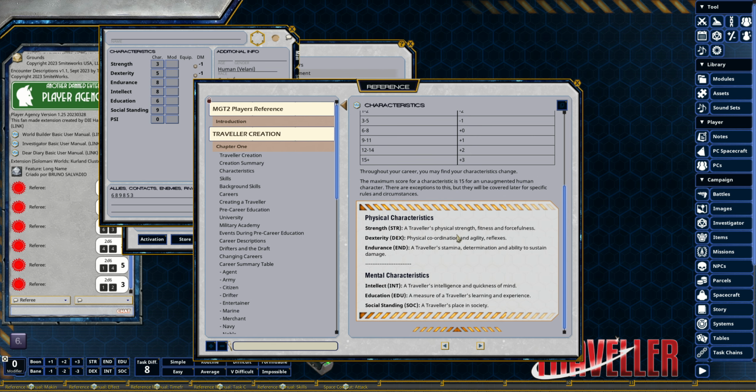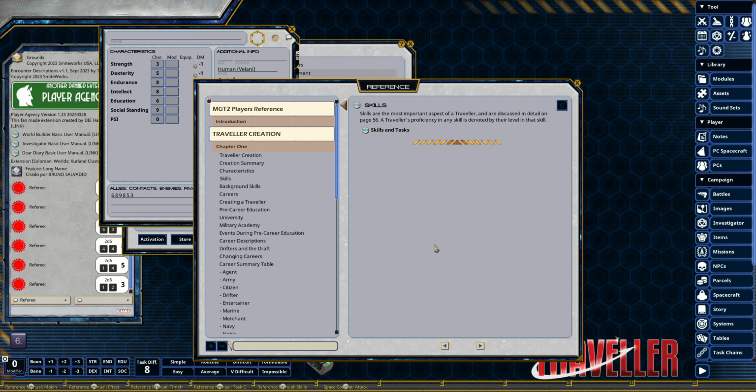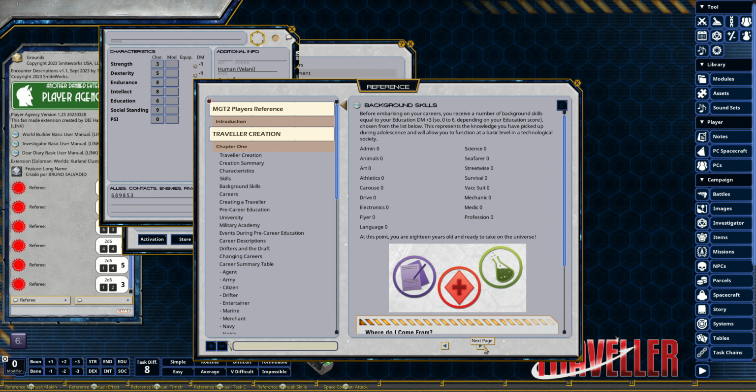These are what they mean. Strength is strength, fitness, forcefulness. Dexterity is physical coordination. Endurance is stamina, determination, ability to sustain damage. Intellect is intelligence, quickness of mind. Education is how much schooling I've had, and social standing is place in society. It doubles as charisma for a lot of games. A lot of games have charisma stats. Okay.